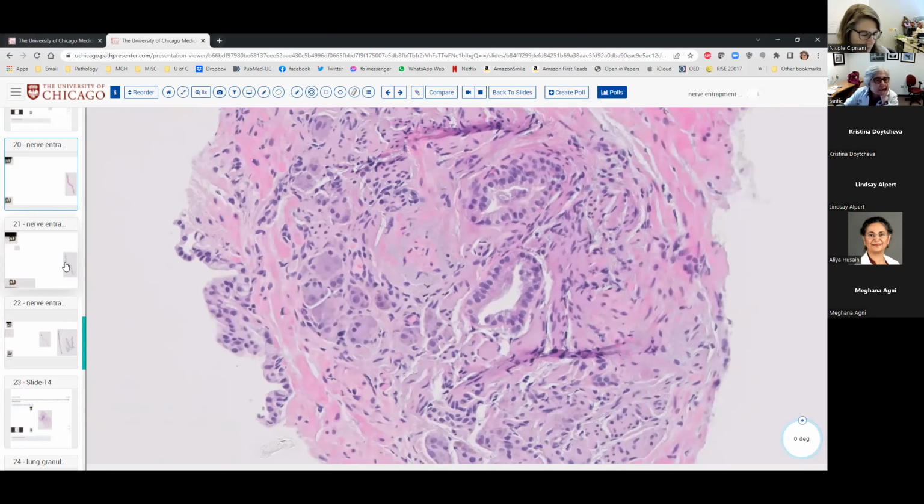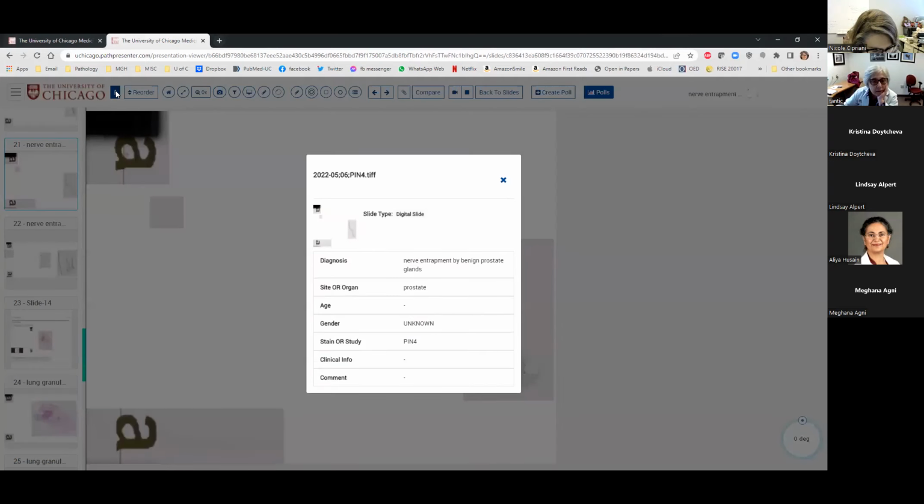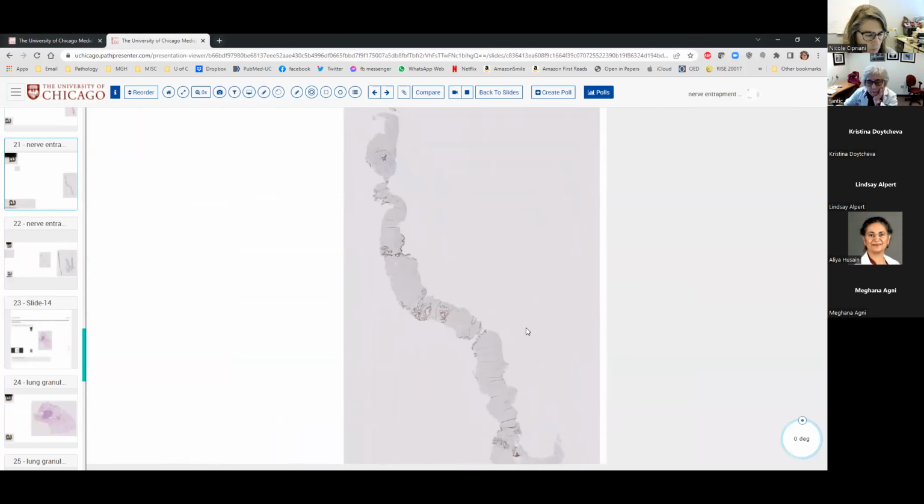Thanks. Okay, the next slide should actually have, let's see what this stain is. Okay, this is a PIN4 stain.